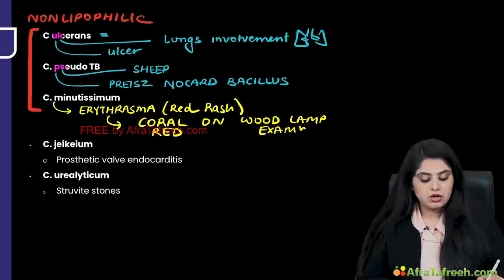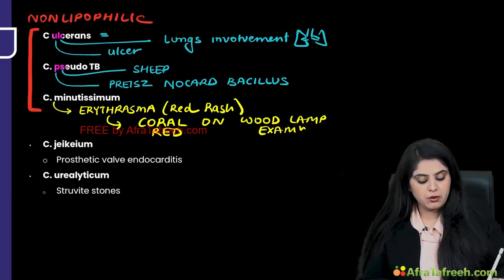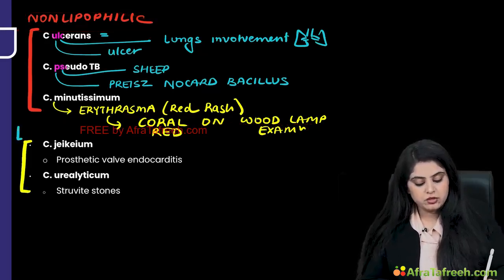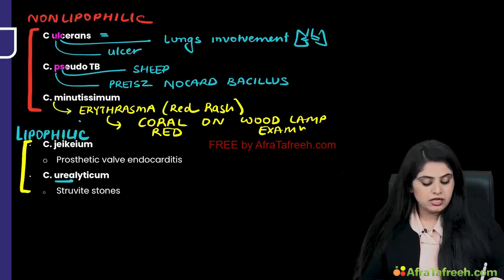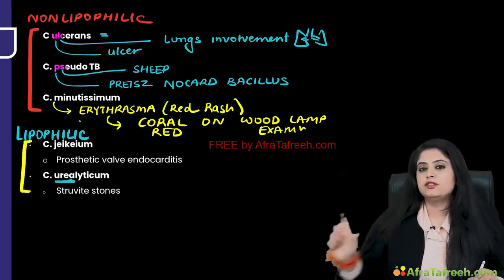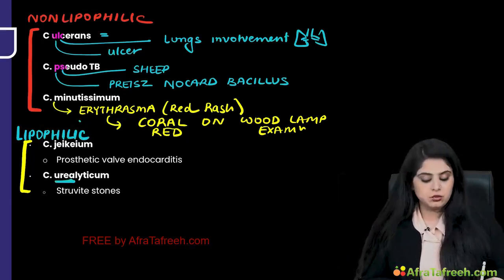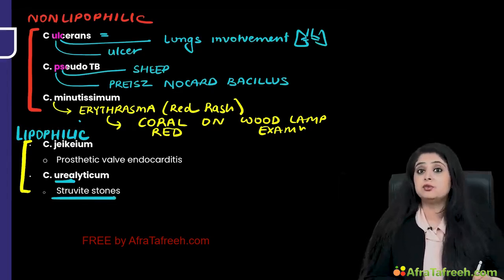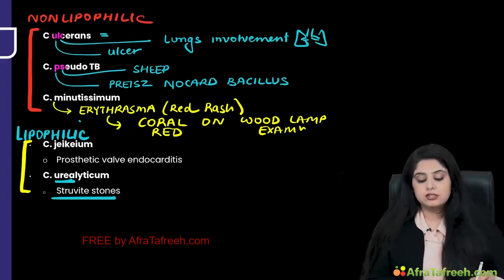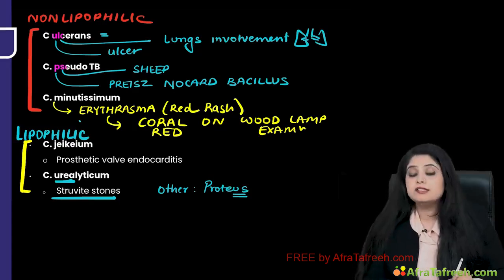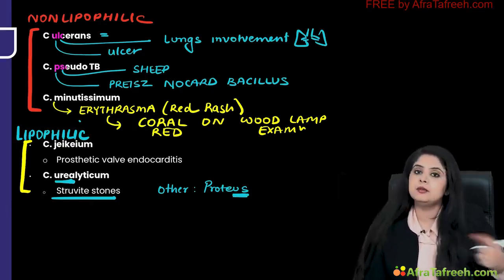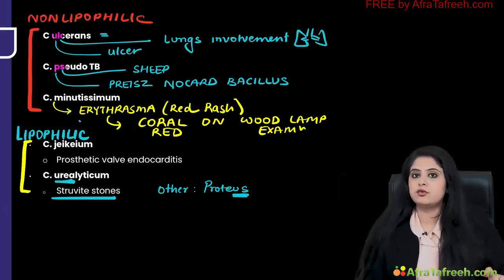Okay, let's go. Now, these were all non-lipophilic. So now I will ask you which are the ones which are going to be lipophilic, and those are going to be jeikeium as well as Corynebacterium urealyticum. Now anything with urea is always going to cause one stone in the kidney, and that is the struvite stone. Remember staghorn calculus, struvite stone is always related with urea. So tell me, any other organism which also produces urease and causes this struvite stone? That is Proteus. Proteus reminds us of urease, so that is also urease producing, and urealyticum is also urease producing. So these all cause struvite stones.